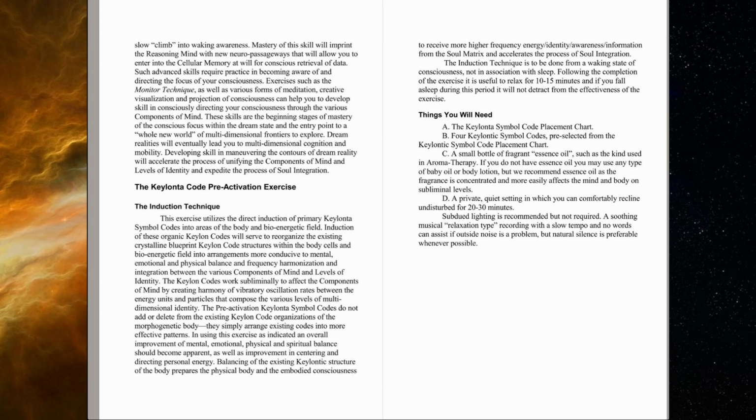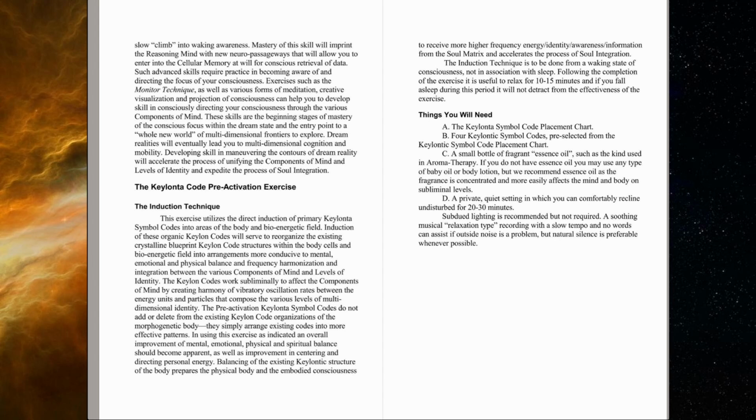The Keylon codes work subliminally to affect the components of mind by creating harmony of vibratory oscillation rates between the energy units and particles that compose the various levels of multidimensional identity. The pre-activation Keylonta symbol codes do not add or delete from the existing Keylon code organizations of the morphogenetic body. They simply arrange existing codes into more effective patterns.